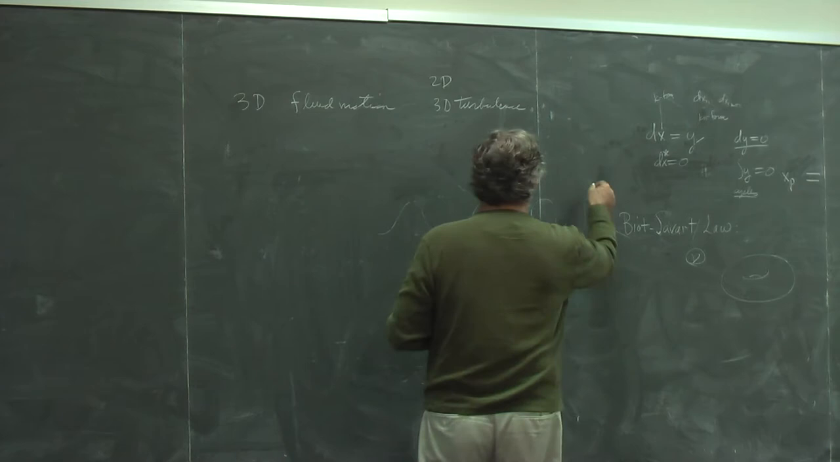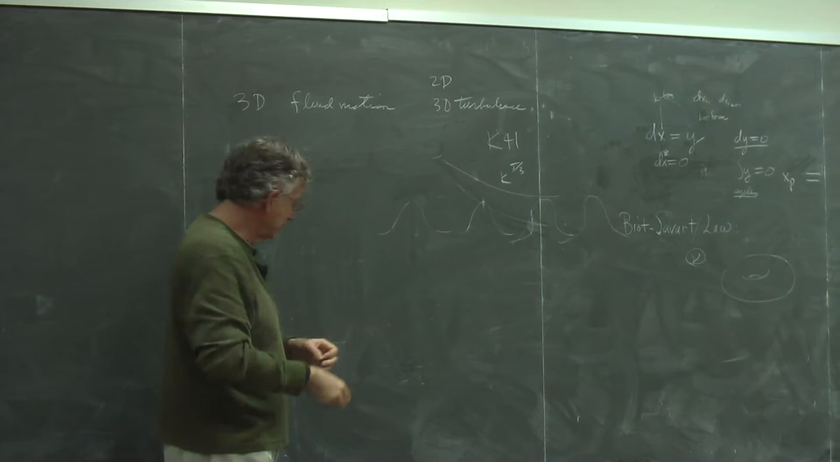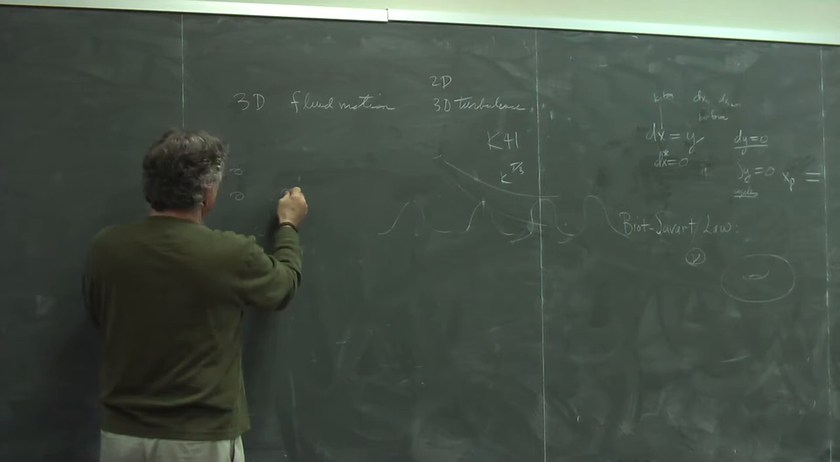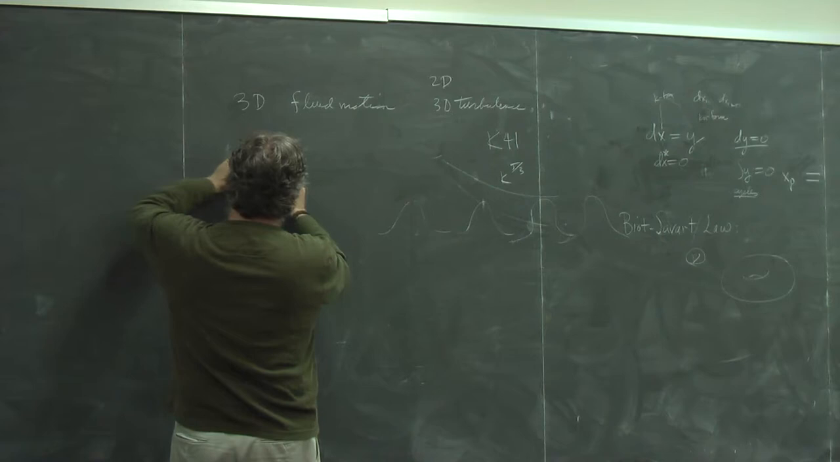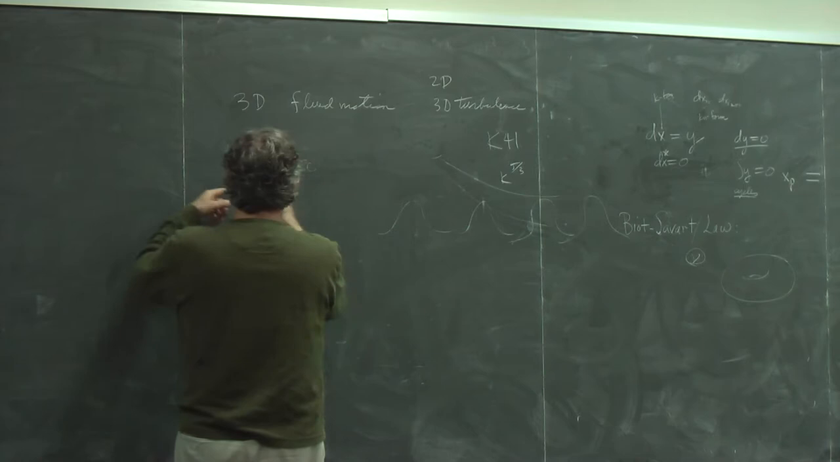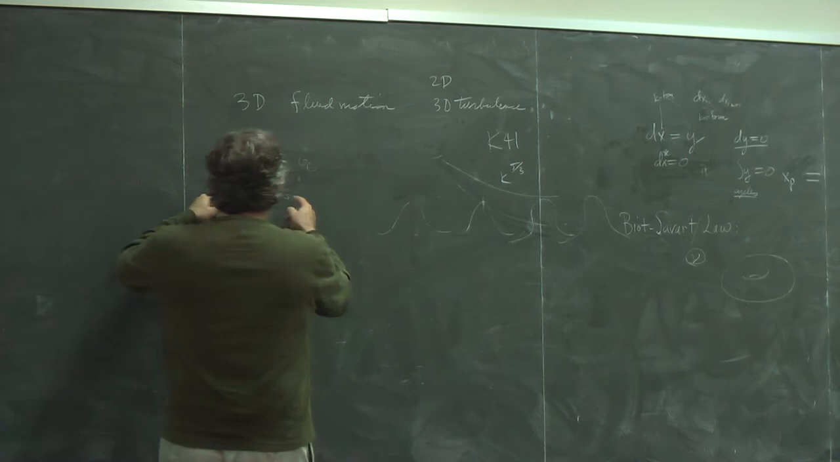Kraichnan discovered a reverse cascade in 2D. And you can see little vortices. When vortices come together with opposite sign, it's like boys and girls: they sort of go off holding hands together. If they have the same sign, they combine into a bigger vortex. You can draw a picture and figure it out.